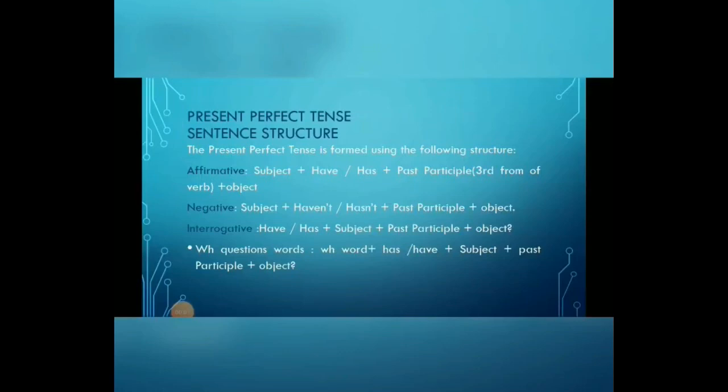Now let's read the present perfect tense and its sentence structure. The present perfect tense is formed using the following sentence structure. Affirmative sentences: subject plus have/has plus past participle, third form of the verb, plus object. Negative sentences: subject plus have not/has not plus past participle plus object. Interrogative sentences: have/has plus subject plus past participle plus object, question mark. WH questions: WH word plus has/have plus subject plus past participle plus object.